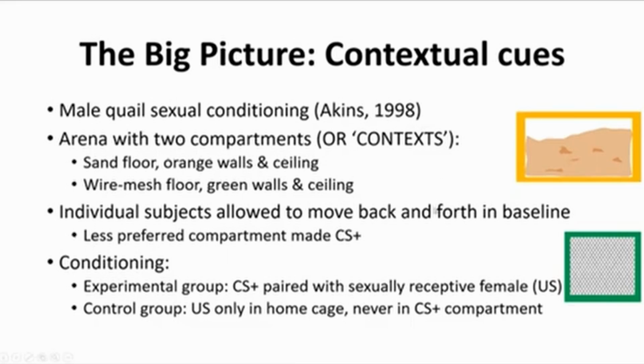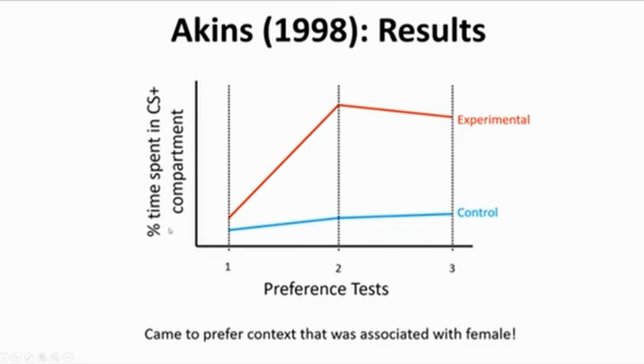And so the idea would be that access to a receptive female in that CS plus environment, in that formerly less preferred compartment, should lead them to prefer that compartment more. So after this training, after they went through the classical conditioning, they did some preference tests. Our first preference test would be our baseline, when they were allowed to wander freely between the two different contexts. This is the percent of time spent in the CS plus compartment, so this is how much time they're spending in their originally not preferred compartment. Obviously they're spending very little time in the compartment that they don't prefer.